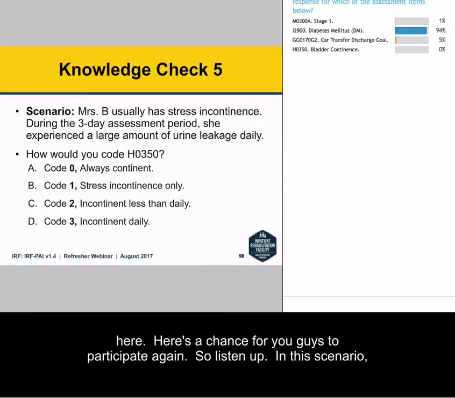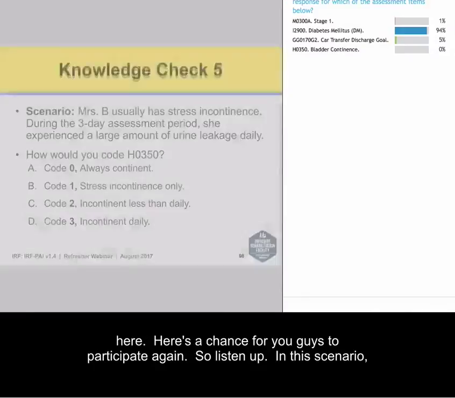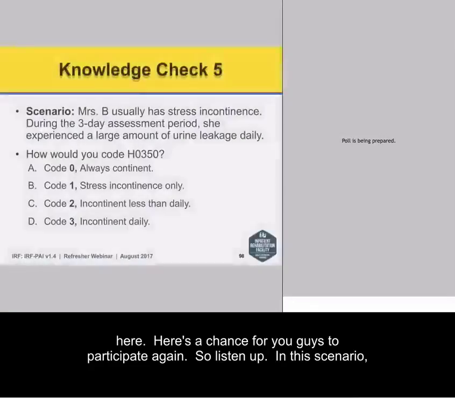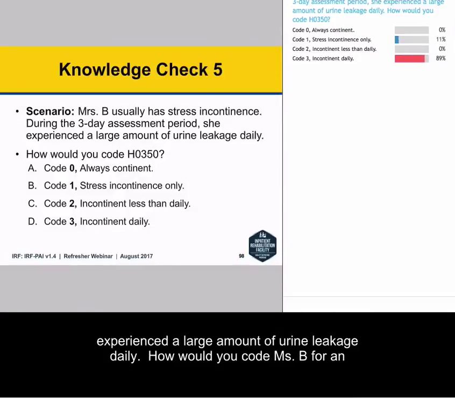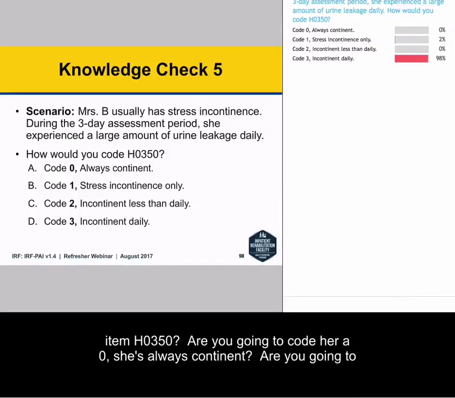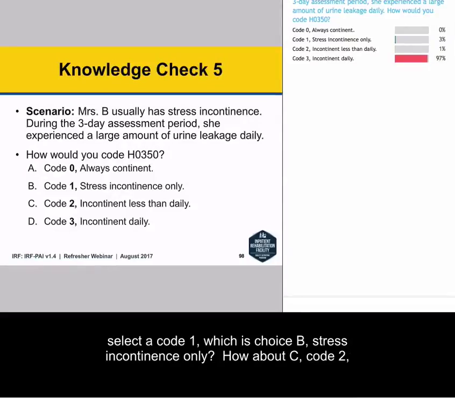We're going to do a quick knowledge check here, and here's a chance for you guys to participate again. So listen up. In this scenario, Mrs. B usually has stress incontinence. During the 3-day assessment period, she experienced a large amount of urine leakage daily. How would you code Mrs. B for item H0350? Are you going to code her a 0, that she's always continent? Are you going to select a code 1, which is choice B, stress incontinence only? How about C, code 2, incontinent less than daily? Or are you going to select code 3, which is D, incontinent daily?